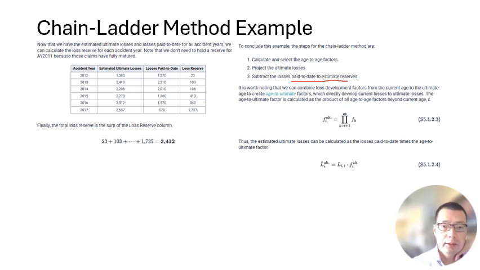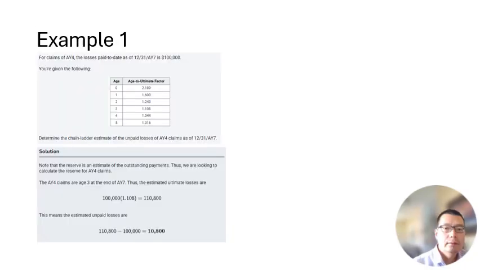The estimated ultimate loss can be calculated as the loss paid to date times the age-ultimate factor. That's basically what was shown in the previous example already. Now let's look at a real example. For a claim of accident year 4, the loss paid to date as of 12/31, AY7, is 100,000.